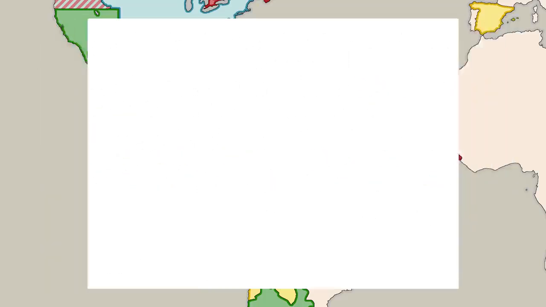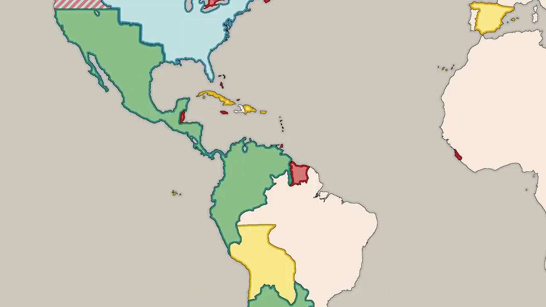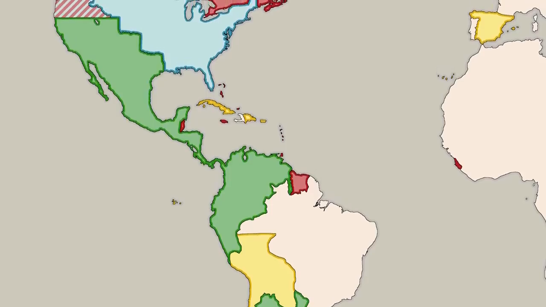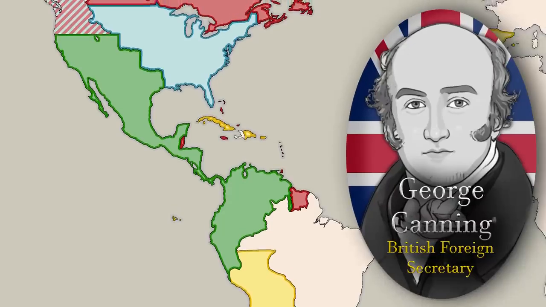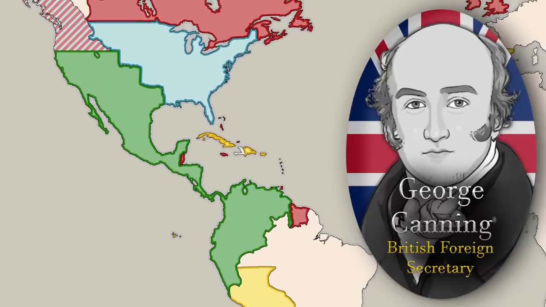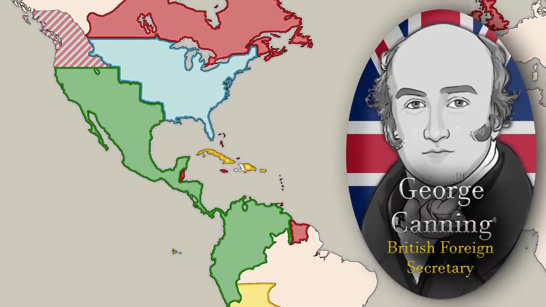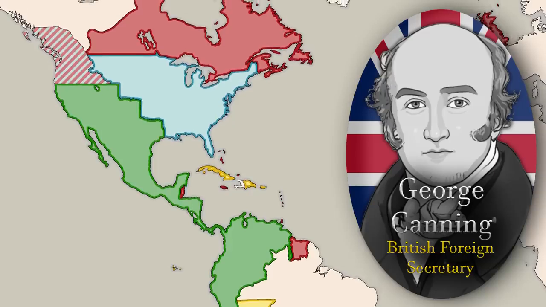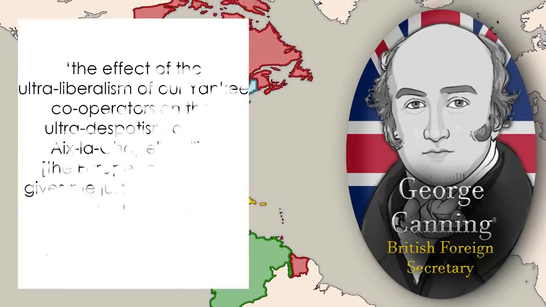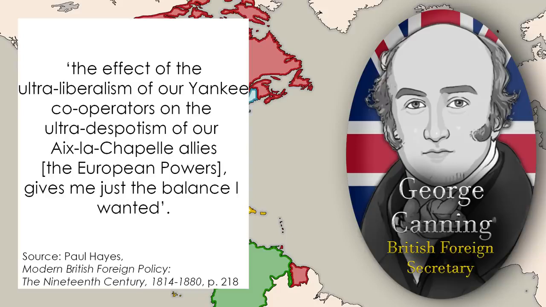The most interesting aspect of this was that it was an assertion of an unenforceable ideal. American resources were unequal to the requirements of such a policy, and hence many in Europe thought it must have been drawn up in cooperation with Canning. This was false, but the disconcertion the impression caused in European courts suited him well enough. In 1824, he declared, "The effect of the ultra-liberalism of our Yankee cooperators on the ultra-despotism of our Aix-la-Chapelle allies gives me just the balance I wanted."